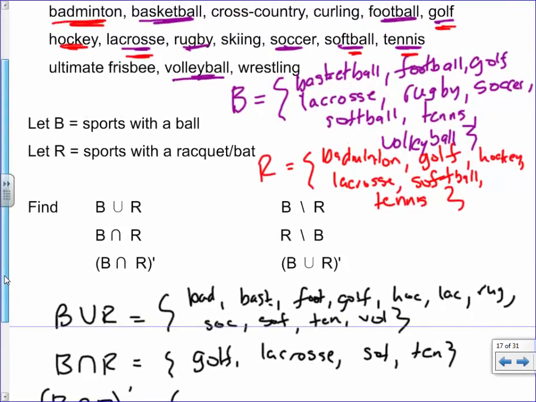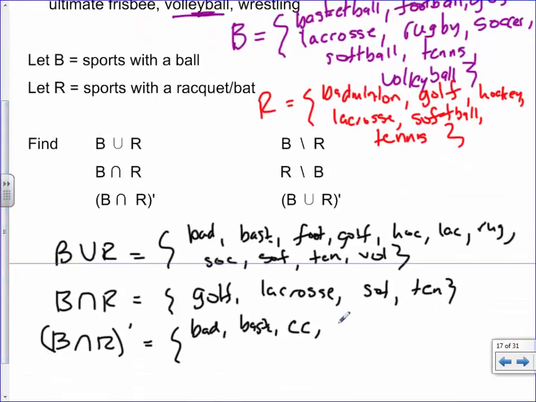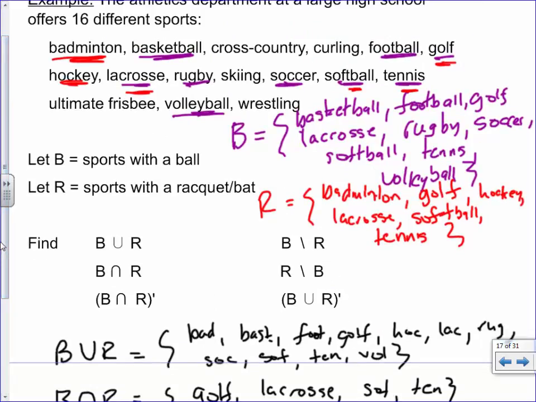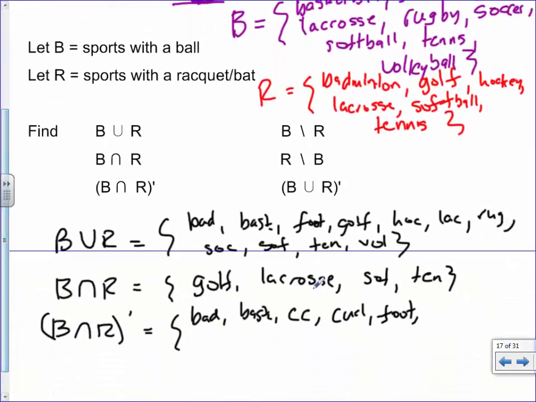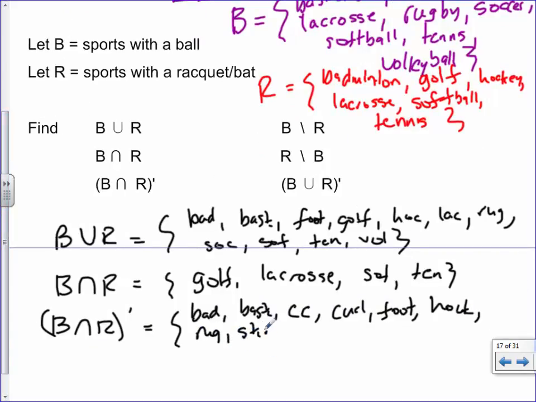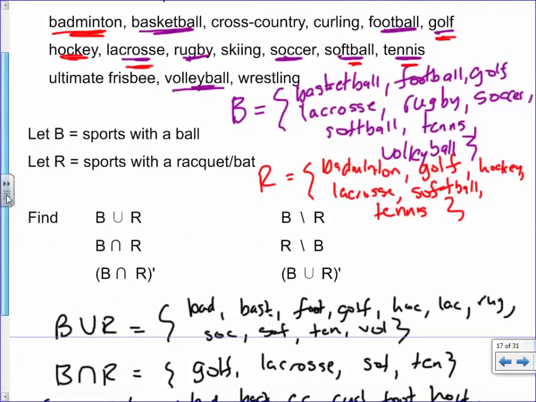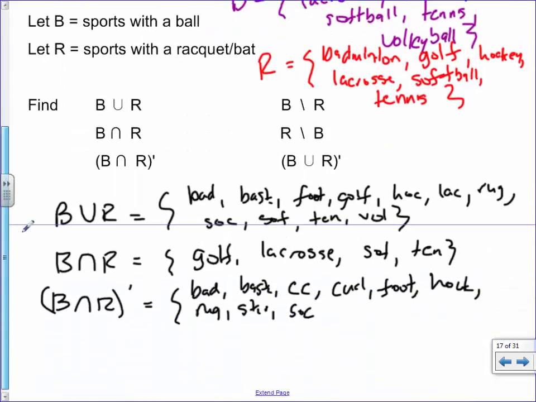We're going to need badminton, basketball, cross country, curling, football. Okay, but golf does use both, so golf doesn't go on this list. Hockey. Don't include lacrosse, so include rugby, skiing, and soccer. Okay, so tennis and softball do use both, so they don't go on this list. So we need ultimate frisbee, volleyball, and wrestling.